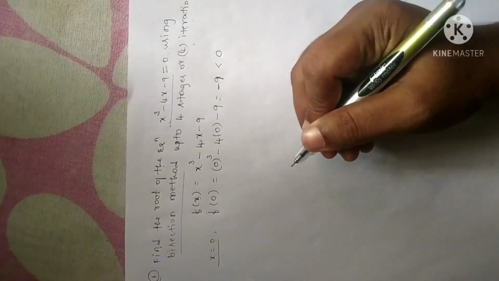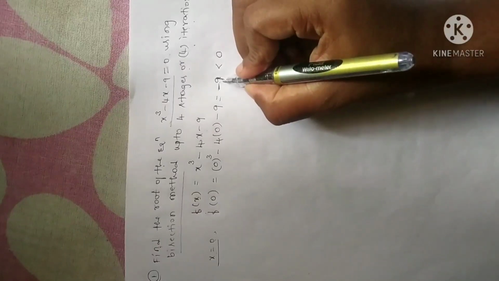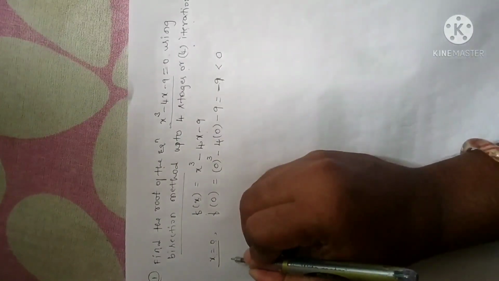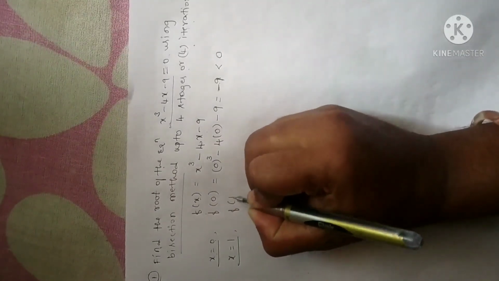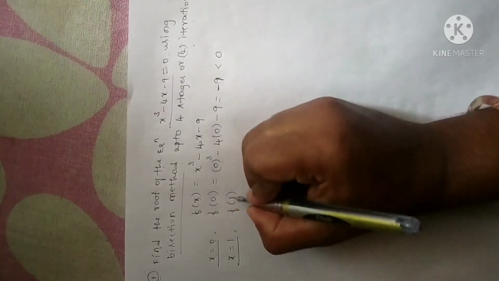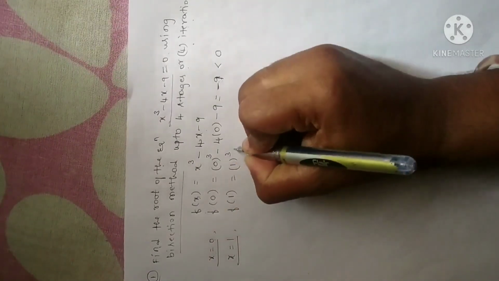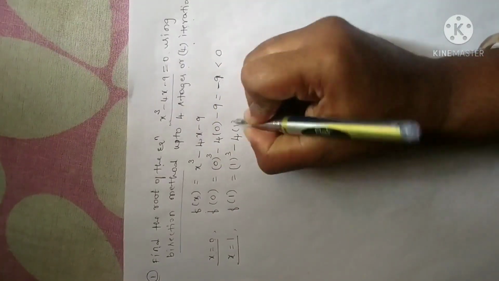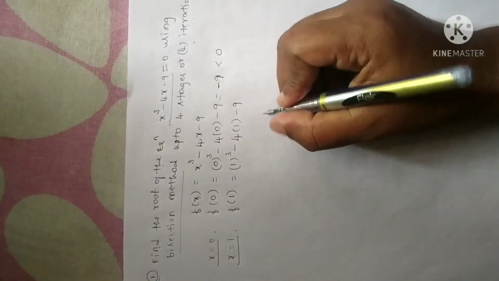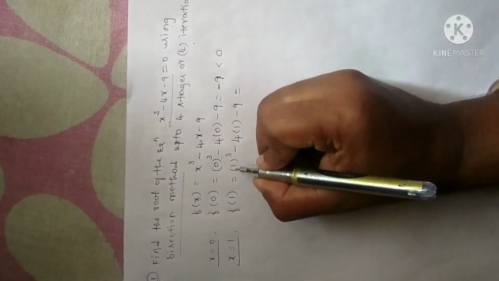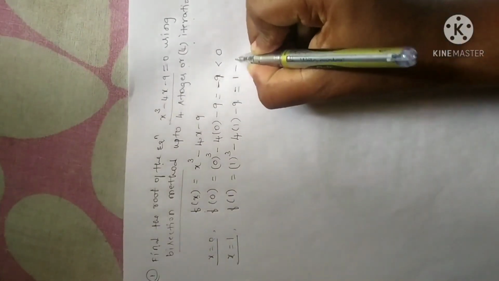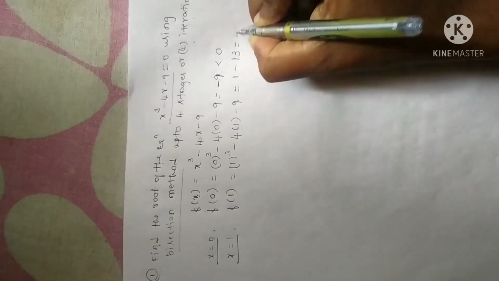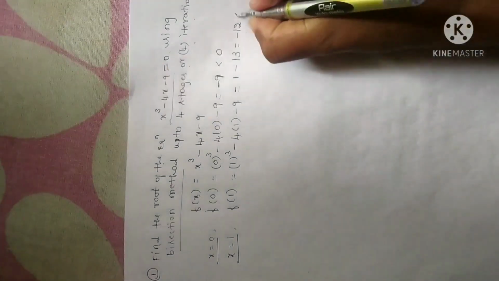Now check for the next value to get a positive value for f of x. Now let me give the value of x as 1. If you give x as 1, the meaning is replace x with 1. So you will get 1 cube minus 4 into 1 minus 9. After simplification, 1 cube is 1, minus 4, minus 9. So 1 minus 4 minus 9 is minus 12. Again you get a negative value here. Fine, it is less than 0.